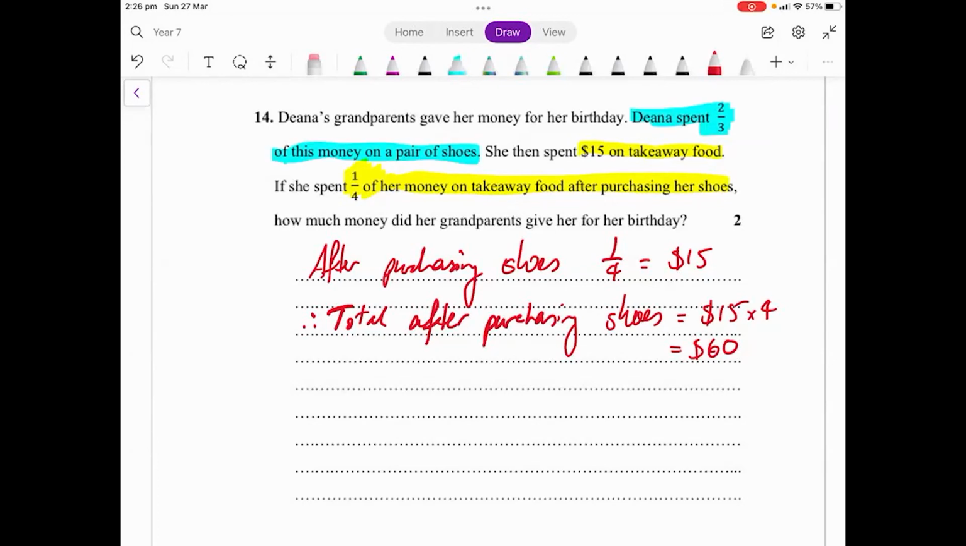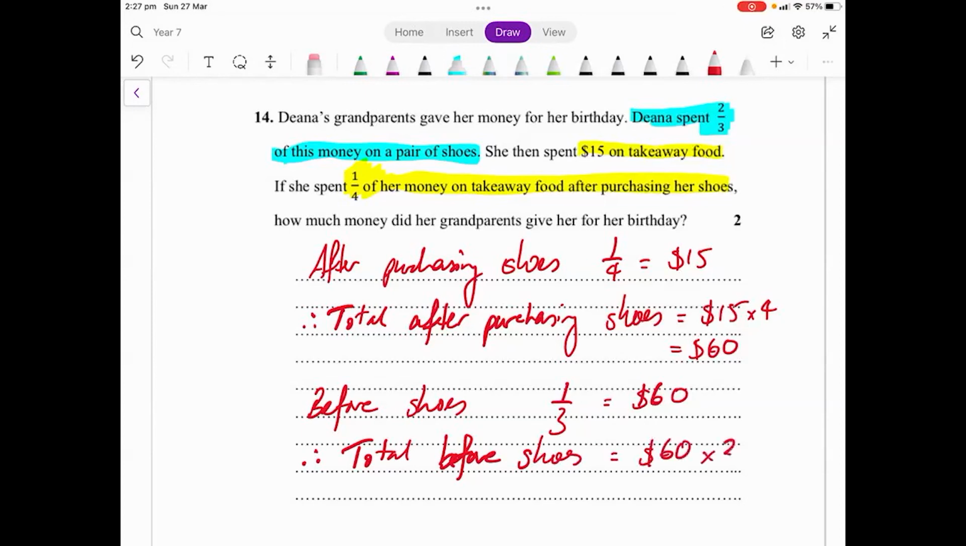But that's not how much money her grandparents gave her, because prior to purchasing her shoes, she spent 2/3 of the money. So that means that the $60 that she has remaining is actually only 1/3 of the money she got altogether. So if $60 is 1/3, then the total that she got right at the start must be 60 times 3, or $180. And that's it.